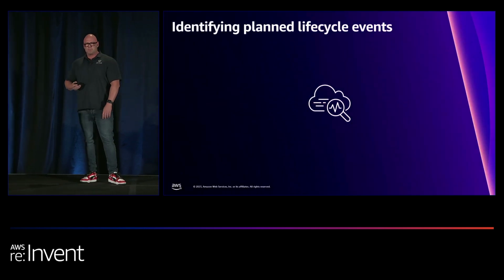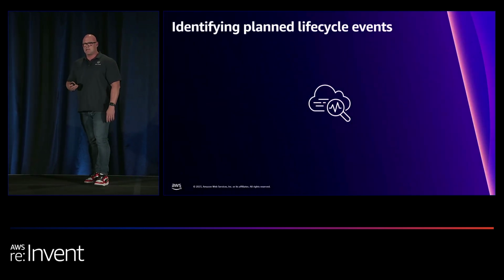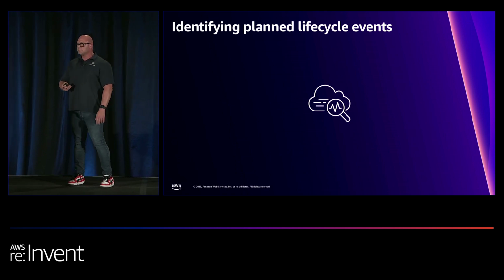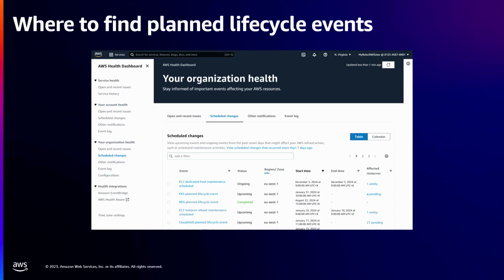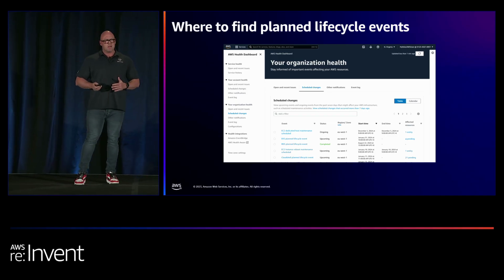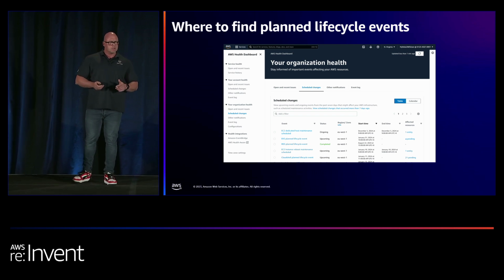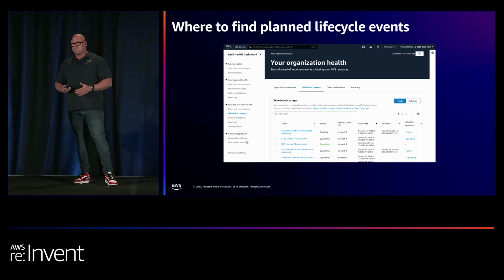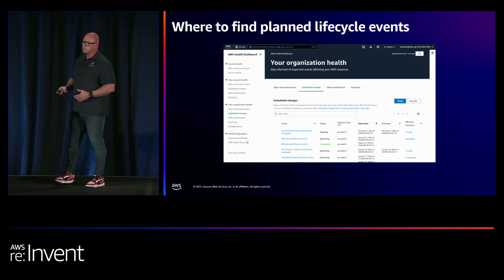So first up, let's talk about how we're making it easier for you to identify these important events. Previously, when we wanted to communicate about planned lifecycle events, we used the account notifications category on AWS Health. And there were a few problems with this approach. Firstly, we used a generic operational notification event type, making it difficult to distinguish these events from a myriad of others that you would have in this category.